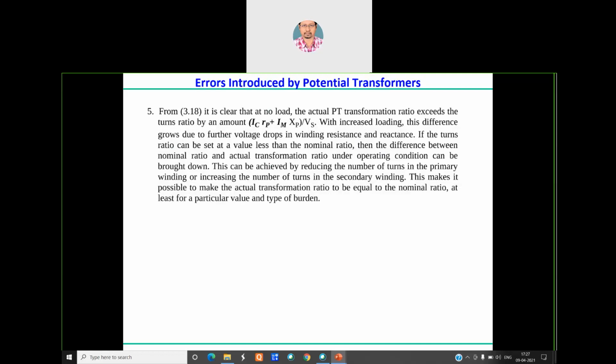That is not the case with potential transformers. Remember, the secondary side has a very small number of turns, so even if you keep it open, there is no problem at all. That is one additional advantage in terms of human safety.